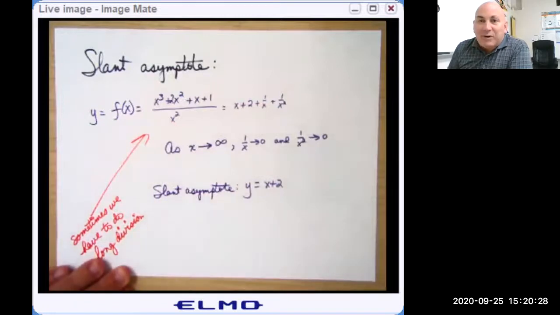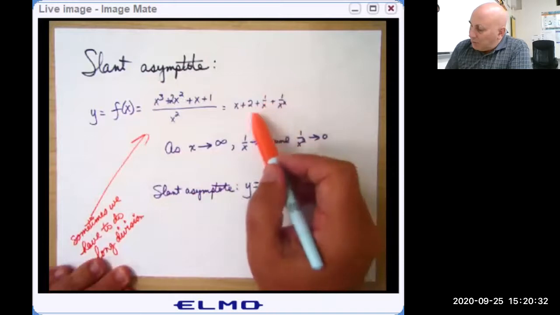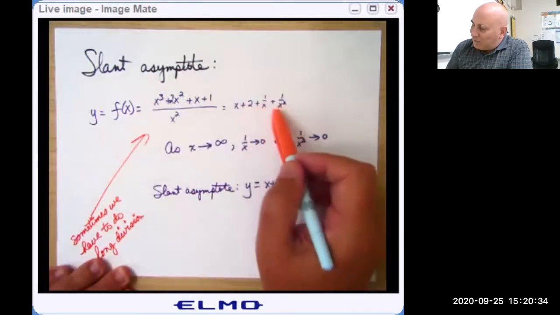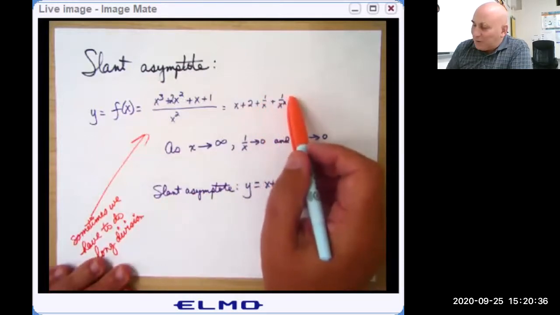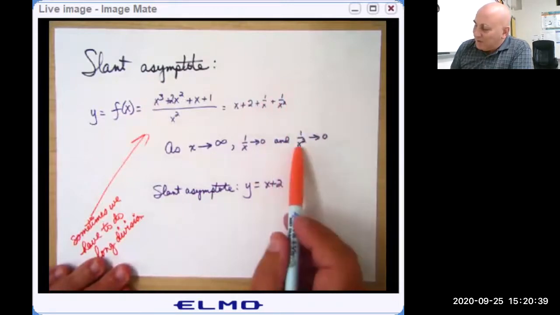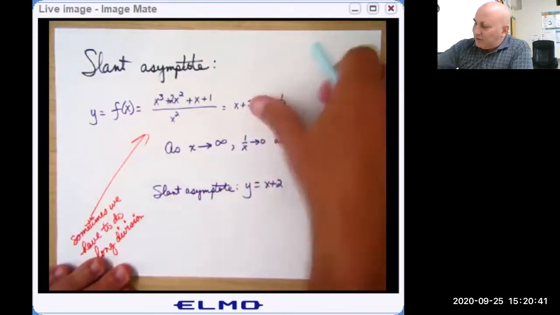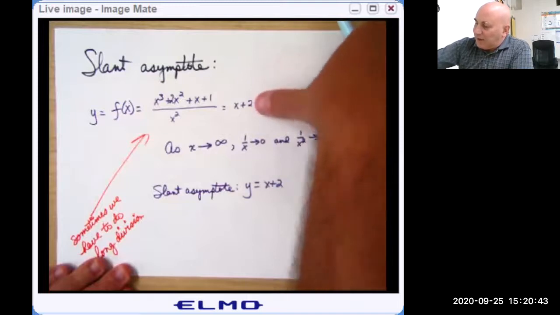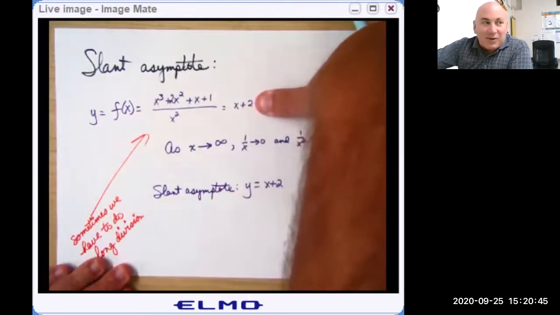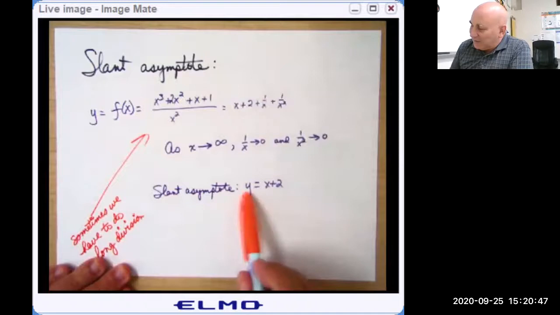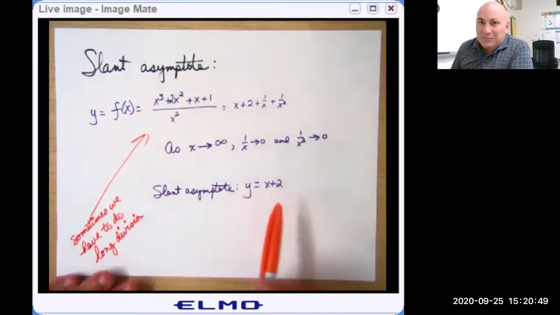Now, what happens when x goes to infinity? Well, the 1 over x term goes to 0. The 1 over x squared term goes to 0. And what happens is you're getting closer and closer to the line y equals x plus 2. So that is our slant asymptote.